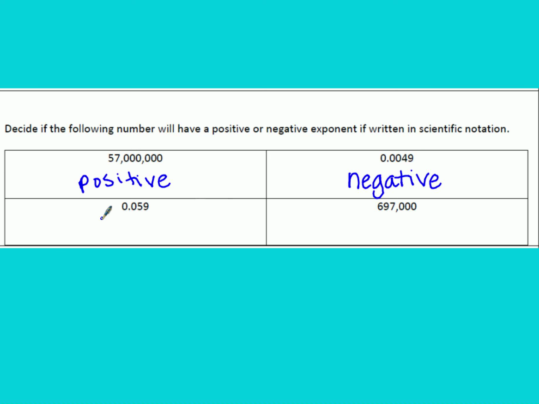All right, hopefully you got for this one, we have 59 hundredths. That's a number that's between 0 and 1, so again, that'll use a negative exponent. Whereas our last example is 697,000. That's well over 1, which means we'll need a positive exponent for our power of 10 in this number.